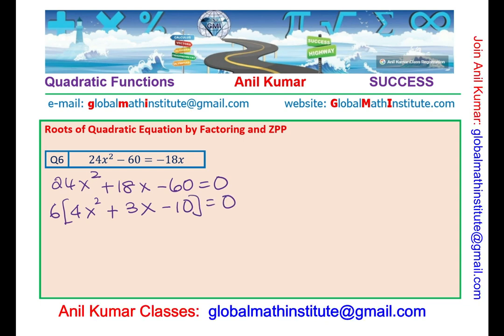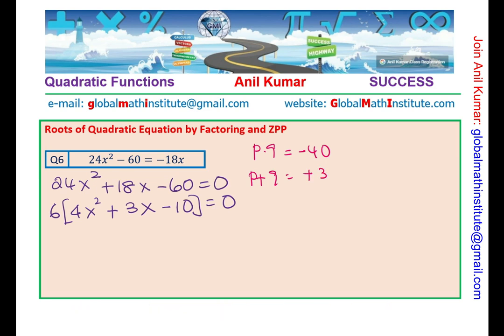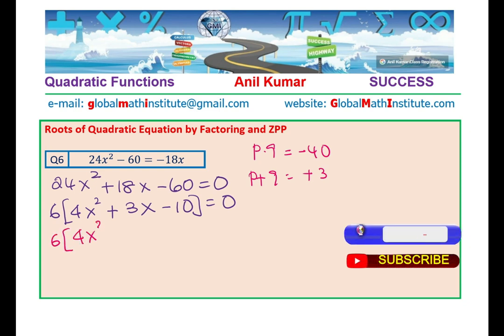Now we are looking again for product of minus 40, correct? So product is equal to minus 40 and the sum is plus 3. So we saw 8 and 5 works, right? But this time 8 is positive. So we get 6, 4x squared. We're going to split 3x as 8x minus 5x. Minus 10 equals to 0.